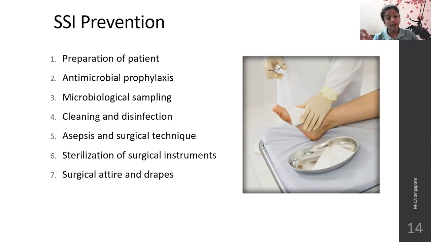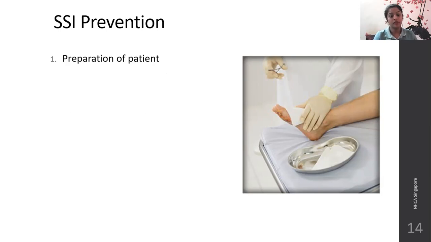When removing hair pre-operatively, you have to check that before the surgery, the hair around the incision area has been removed so that it will not interfere with the procedure. Then control the blood glucose level. That comes under the preparation of the patient.